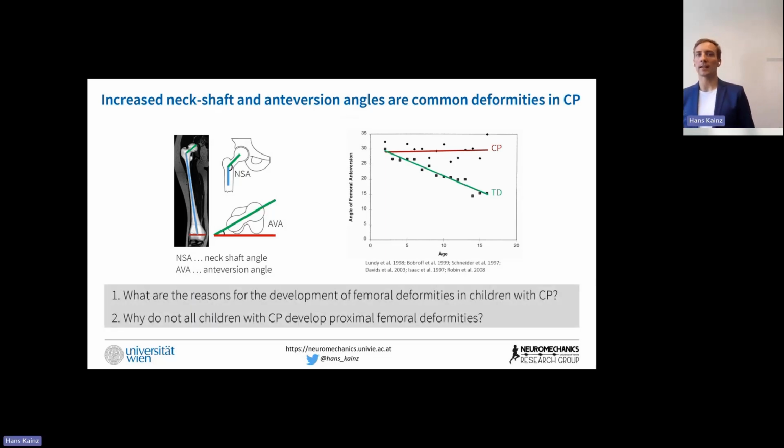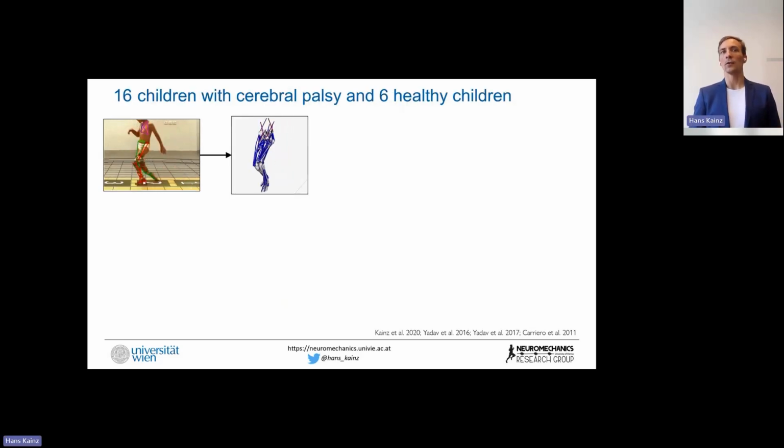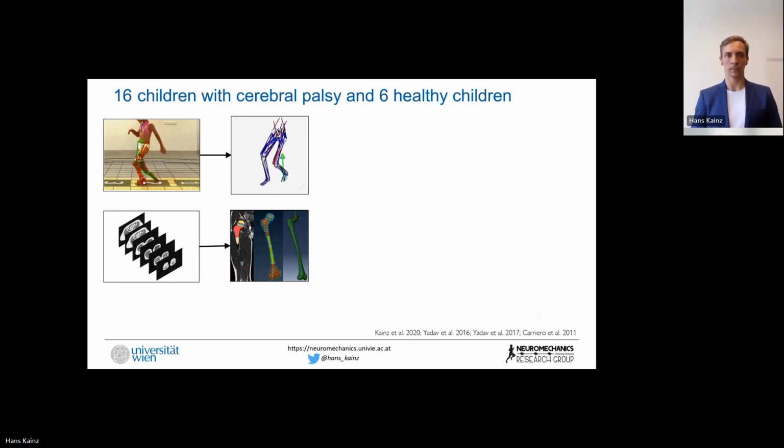And we wanted to know what are the reasons for the development of femoral deformities in children with CP. And the second research question was, why do not all children with CP develop these proximal femoral deformities? So again, we had 16 children with CP and 6 healthy children. We used the motion capture data to calculate subject-specific muscle forces and joint loads.